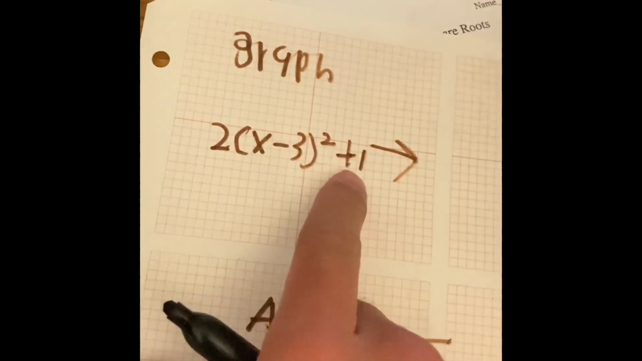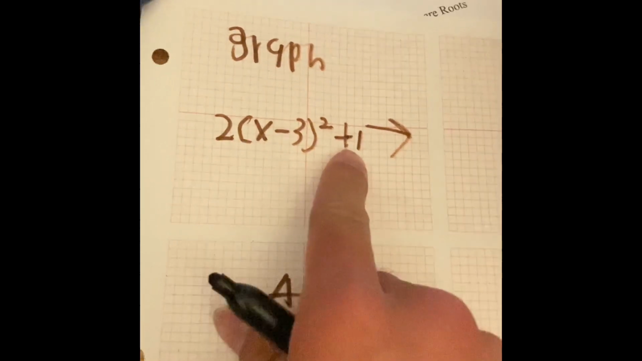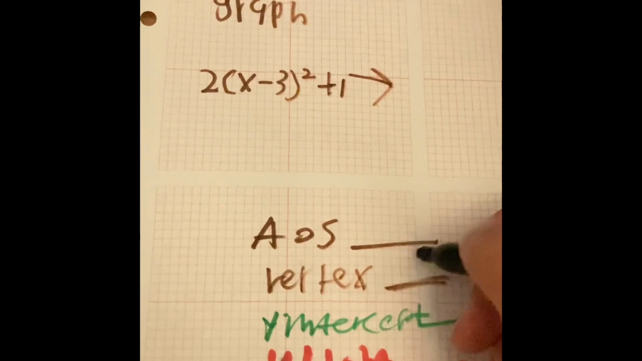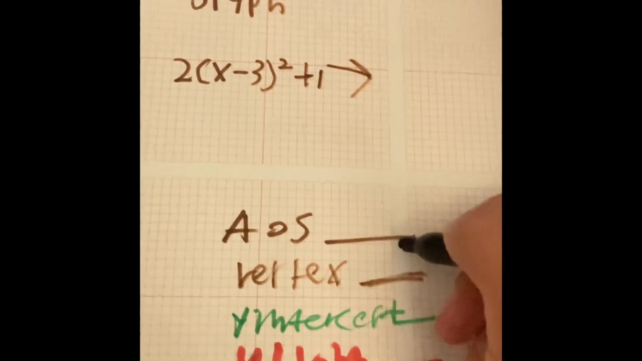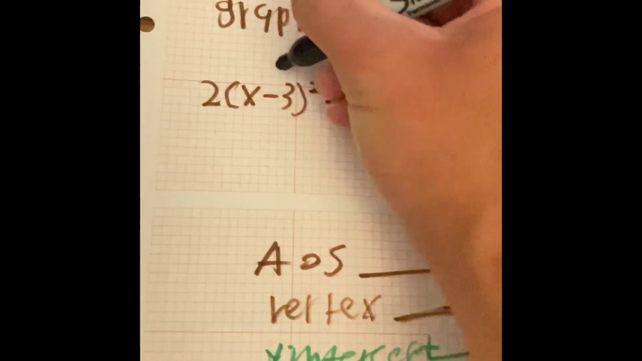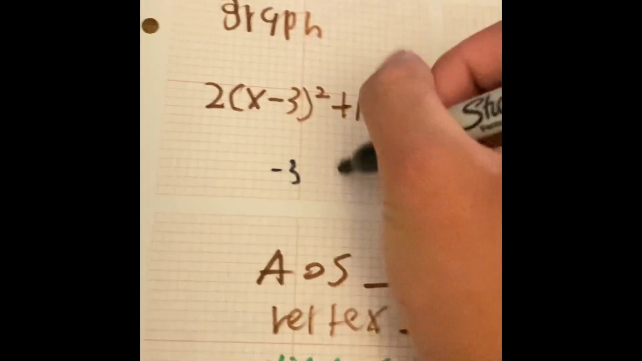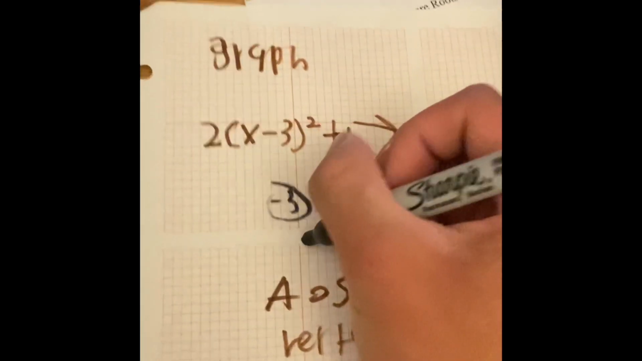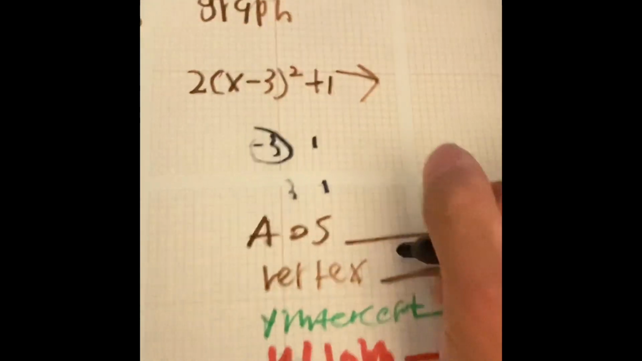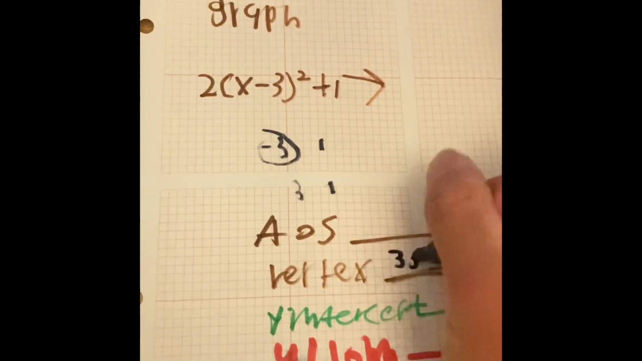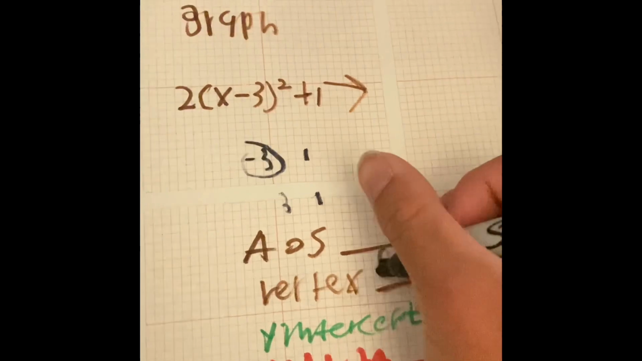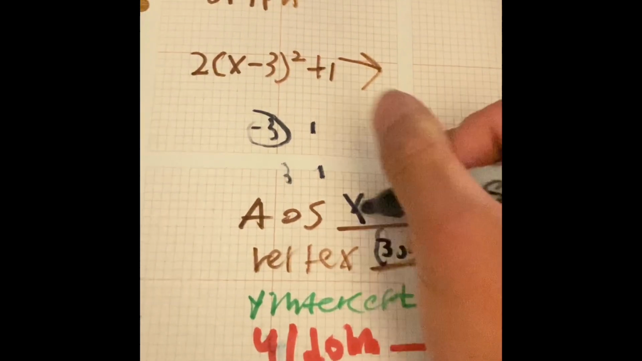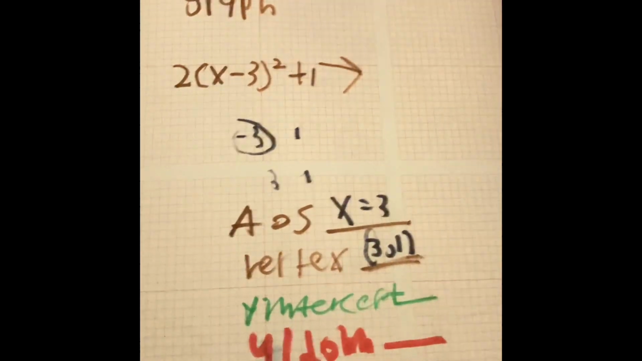Okay, so here's our equation right here, like we said at the beginning of the video. Let's find the vertex, because that is the easiest thing we can do. So we have -3 and a +1. Find the opposite of -3, so now we have 3, 1. So our vertex is (3, 1). That also explains that x equals 3 is going to be our axis of symmetry.